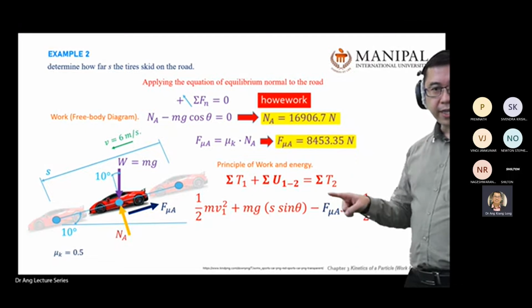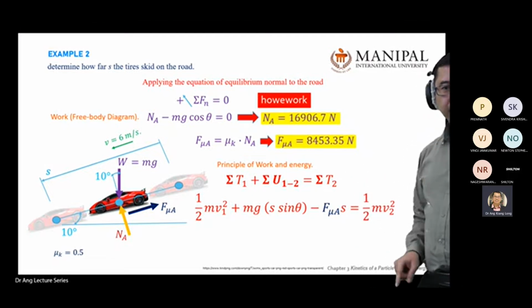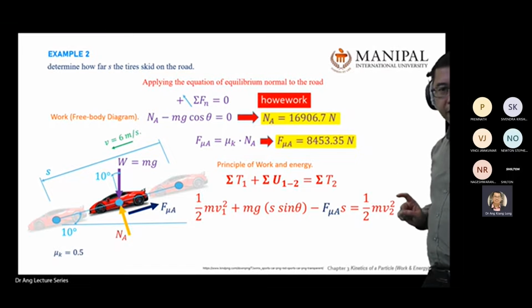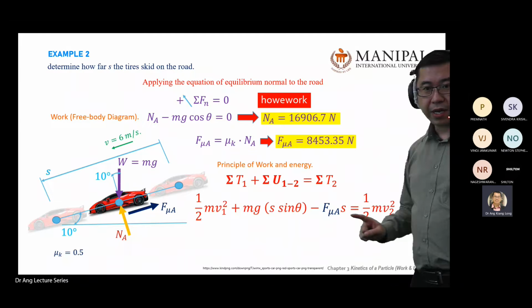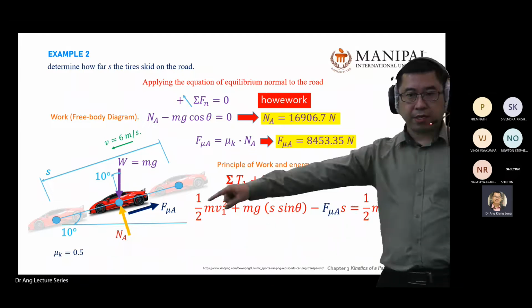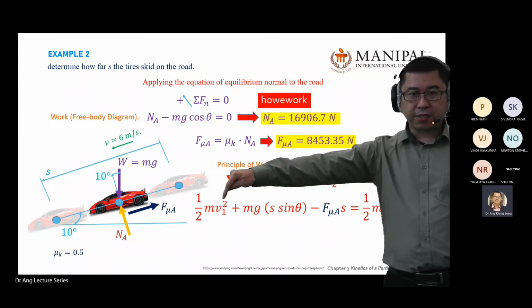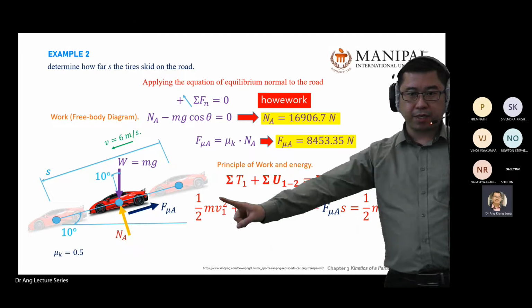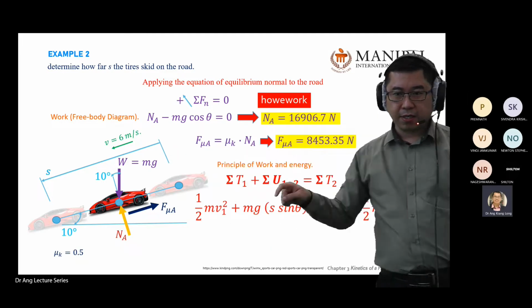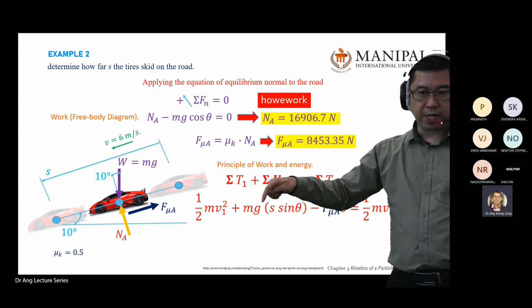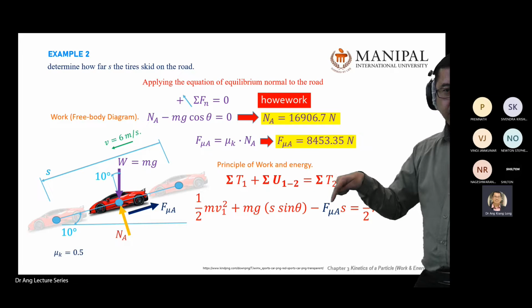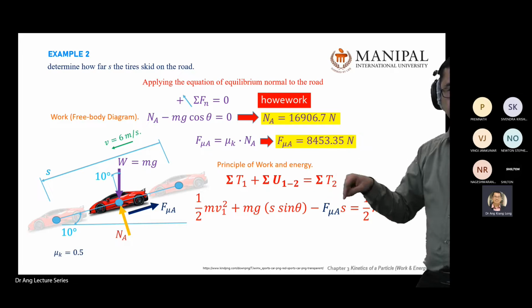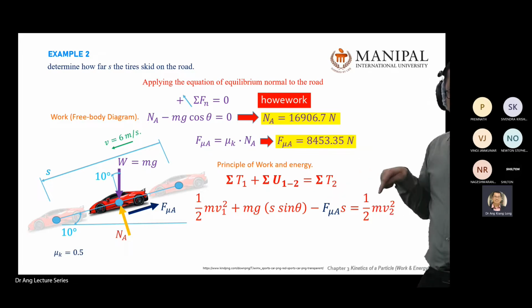Equal kinetic energy at the second point, which is half mv squared v2. From here, you have all the parameters already. You have the mass. You have velocity at point 1, which is here. You have the mass. You have the gravity. You have the displacement. You have the angle. You have the force of the friction. You found it already. You have the displacement. You have the what else?